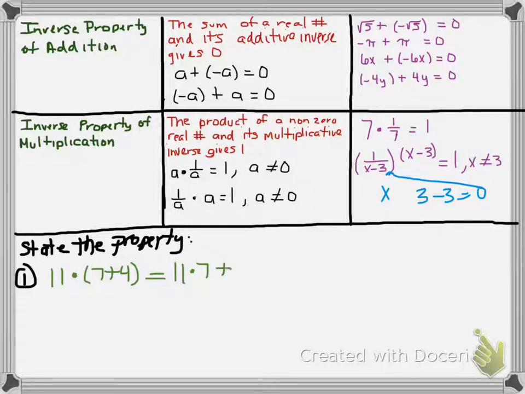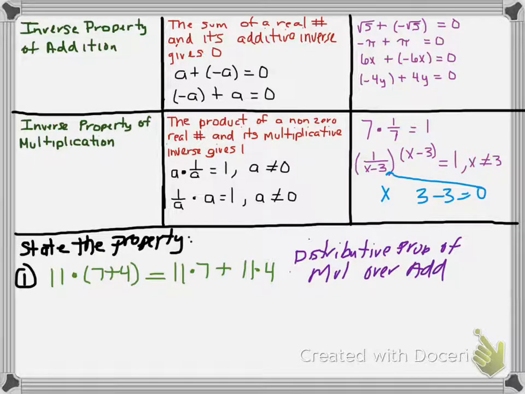So what property are we using here? If I were to look at 11 times parentheses x plus 4 equals 11 times 7 and 11 times 4. So if you really look at it, what's happening here is they're using the distributive property. So then that would be your answer. The distributive property of multiplication over addition. So basically that's what it is. If you were to just put distributive, there's only one, I'm fine with it.